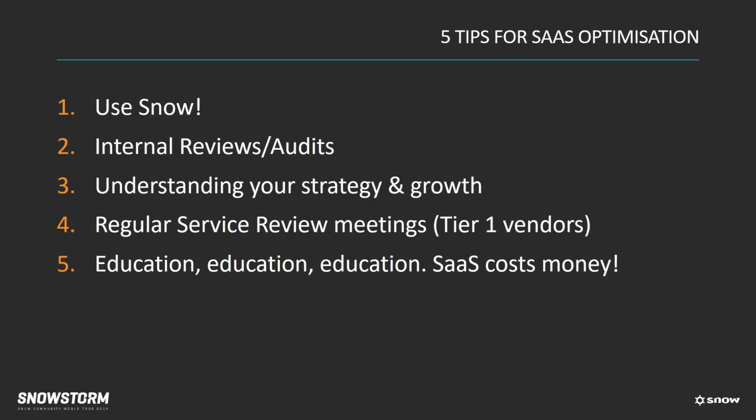So, tips for SaaS optimization: use Snow to understand what your users are doing and what applications are in play so that you can then get ahead of the curve. These review audits are really useful because that's the point in time to say, let's look at this one now. Regular service review meetings with your tier 1 vendors, that's an obvious one, but it needs doing and you need to prepare for it. And educate the users that if they want SaaS applications, please come back to IT and at least let us look at the EULAs and the agreements that you're signing up to, to make sure there's not some problem being created that people just don't think about.